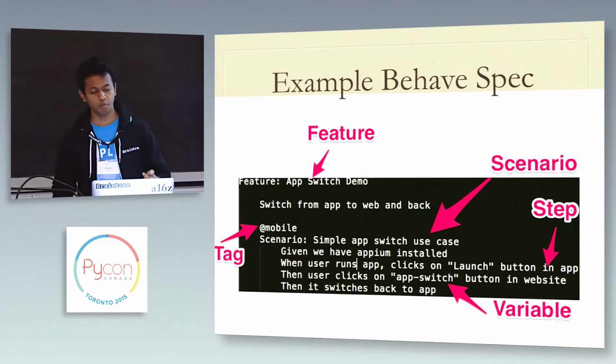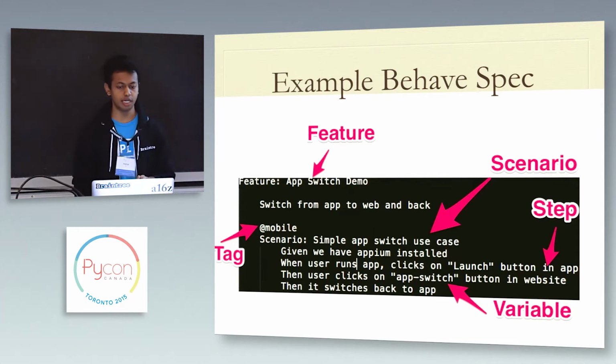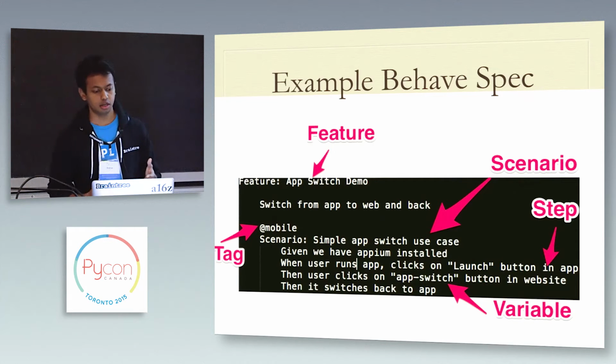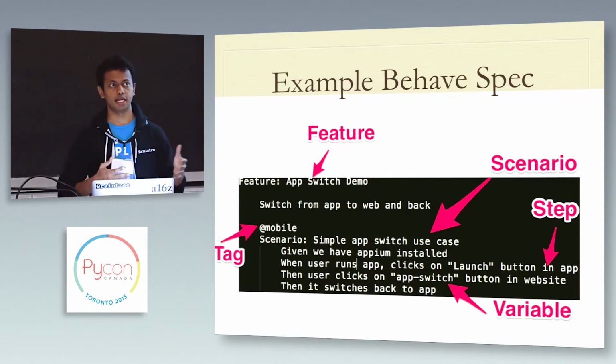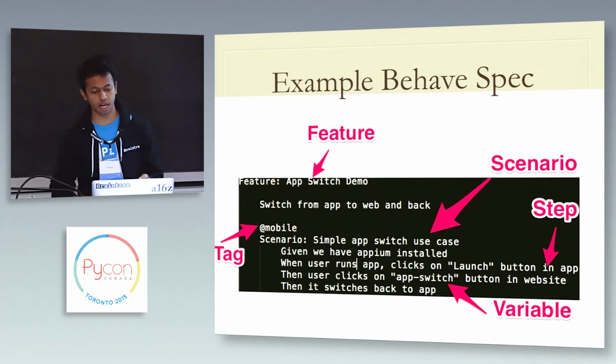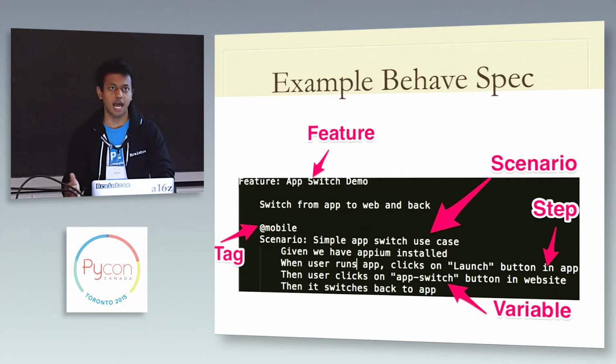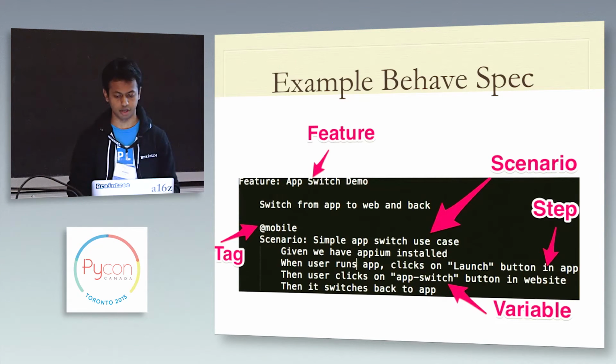To give an example, a feature, for example the app switch demo, would just describe a set of tests. One scenario would correspond to one single use case that we have, and one step is just one individual action that happens. And then you have other things you can do, such as using tags to group different tests, and using variables to pass in different kinds of data.